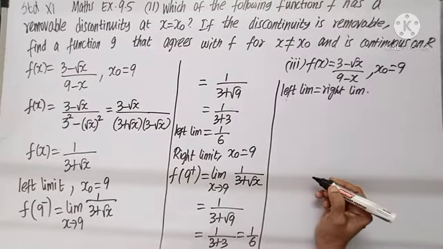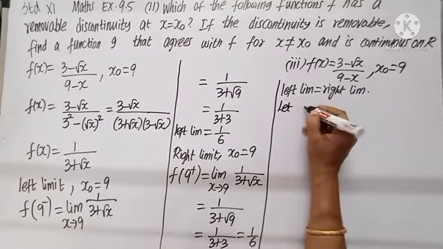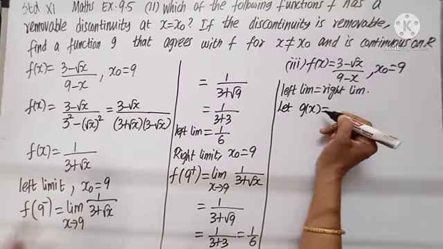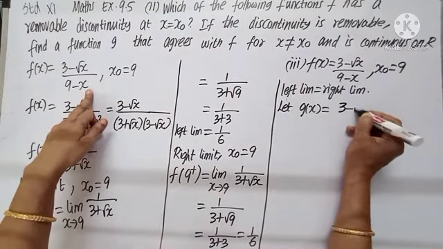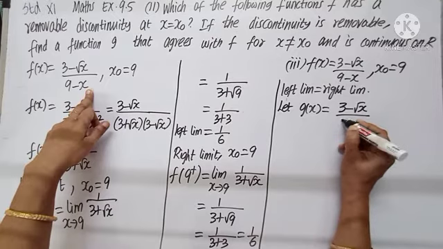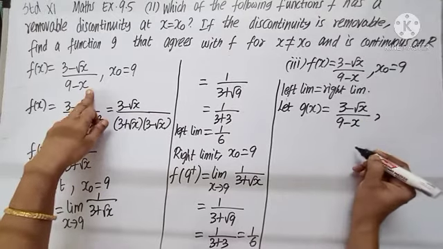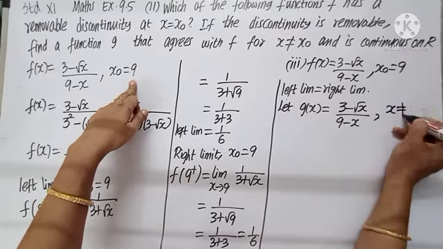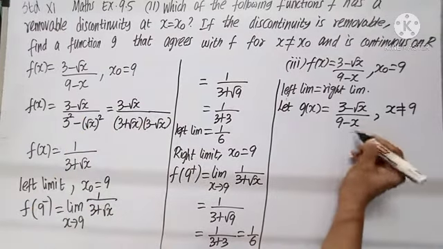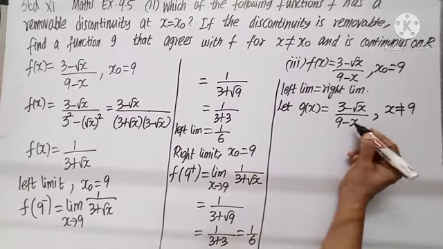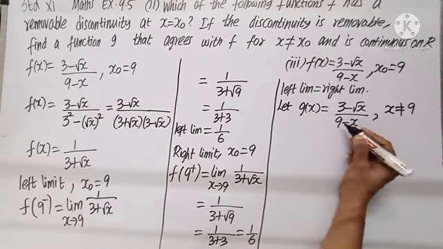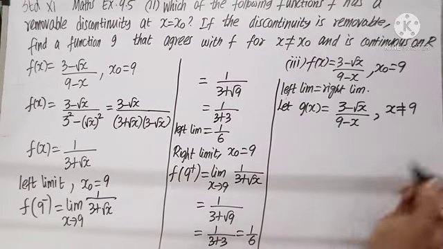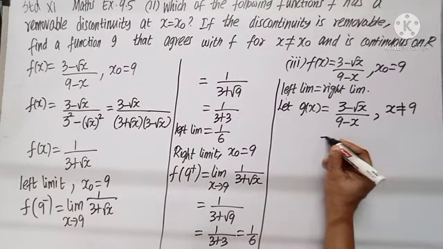redefine the function. Let g of x is equal to, the given thing we write as it is, 3 minus root x by 9 minus x, but x not equal to 9. Why? If I put the denominator 0, I get x is equal to 9. Denominator should not become 0. So we shall write x not equal to 9.